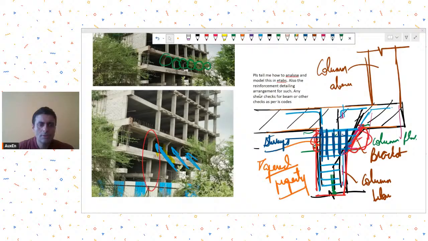So this was Engineer Ketan Mahajan. Then we go to the next question from Rishabh Thakre. Can you share your experience in designing?